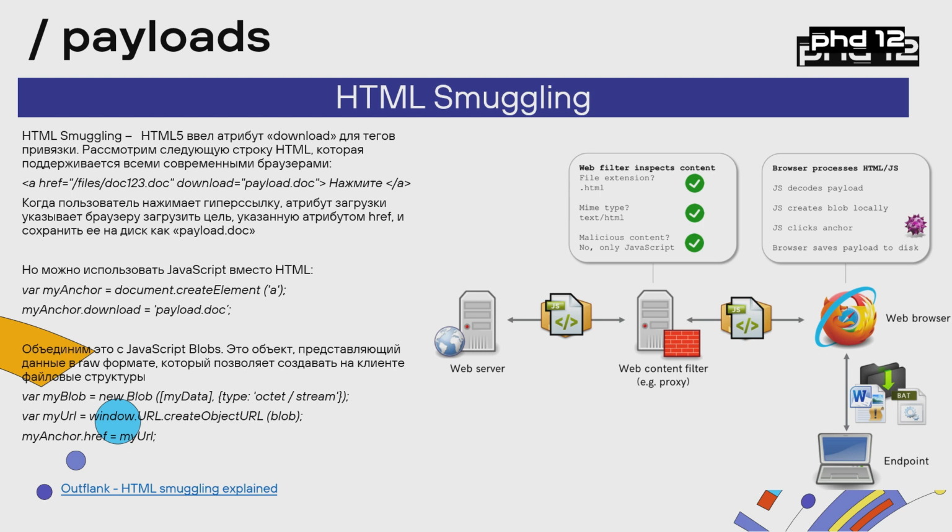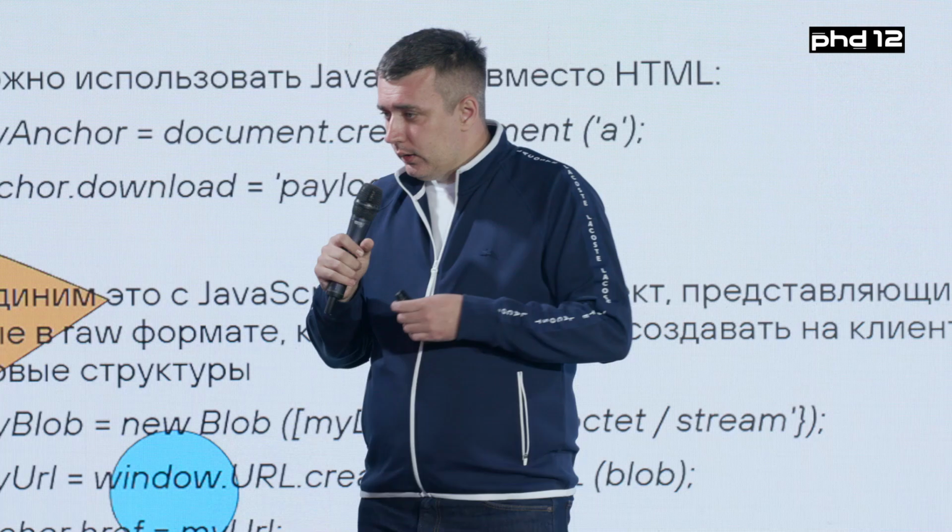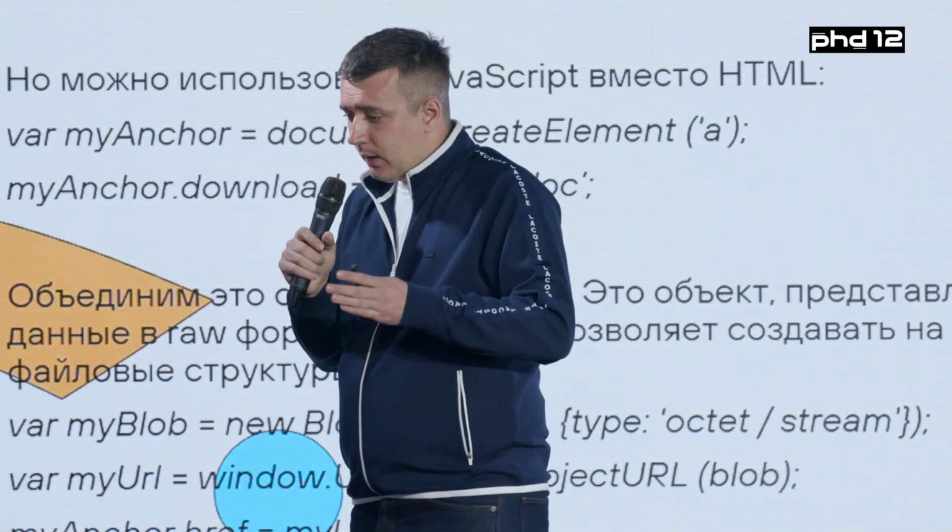Next one is obfuscation of payloads. A very well-known technique is HTML smuggling, and it dates back to 2018. The link will take you to Outflank, the authors of HTML smuggling, with a detailed description. HTML5 contains this download attribute for anchor tags. We can combine it with JavaScript blocks, which is effectively an object, a byte array, which enables creating file structures for the users.